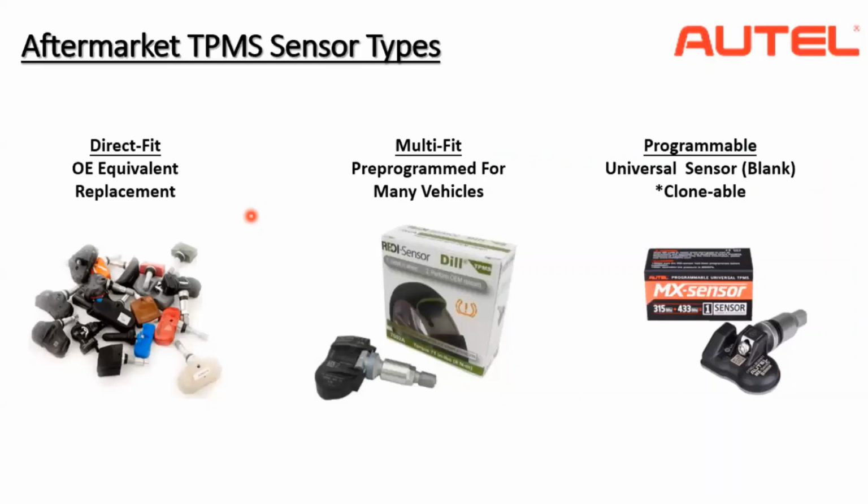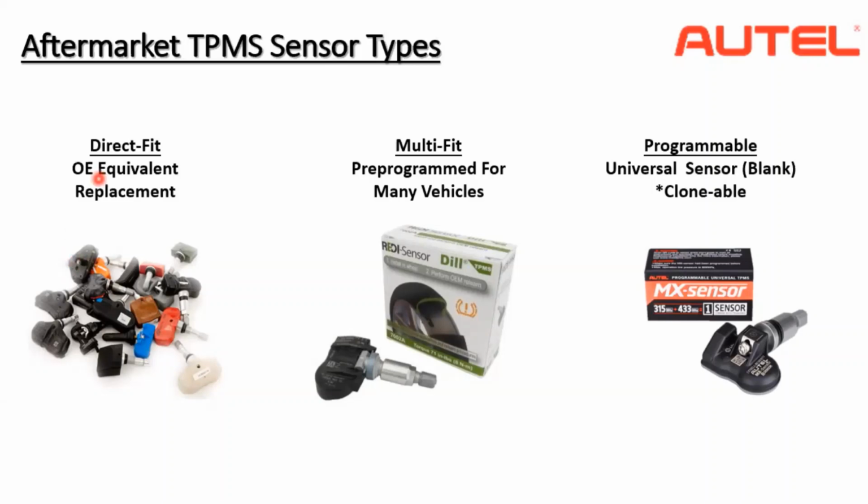So now, talking about the TPMS sensors available in the aftermarket. First one is the direct fit or OE equivalent replacement. As the name says, these are direct replacements for the sensors you got from the OE manufacturer. So it will have the same program for your car with the same code. You just replace it. You don't need to program it. Just carry out the relearn procedure and the car is ready to move.